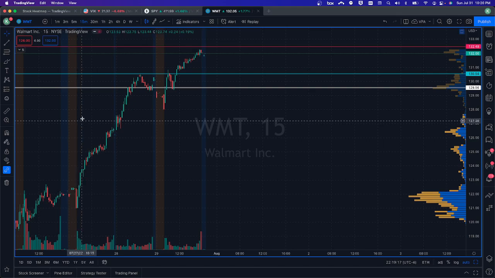And just to note, I would never force a trade. So if we come up to this level and Walmart just keeps going, I'm not going to sit there and keep searching for puts. I'm going to scratch the trade and move on.